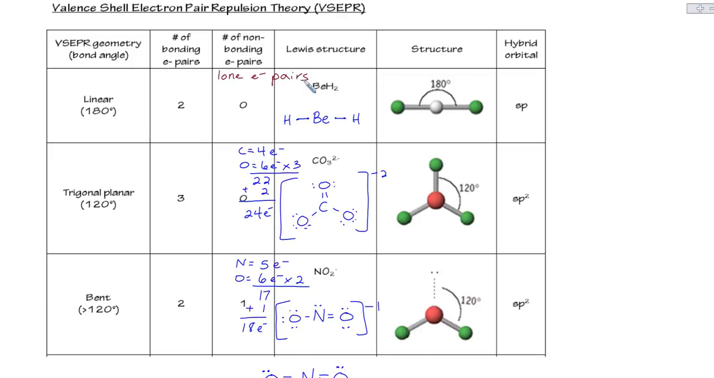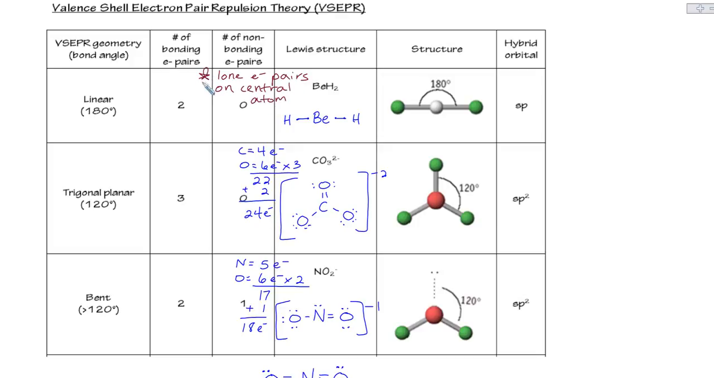Okay, so the number of bonding electron pairs refers to obviously the number of bonding regions, and we're most concerned with those bonding regions around the center atom. Same with the number of non-bonding electron pairs, these lone pairs. We're really only concerned with non-bonding electron pairs on the central atom.